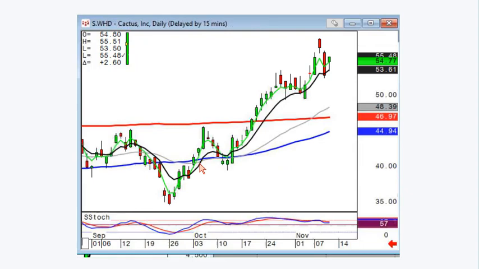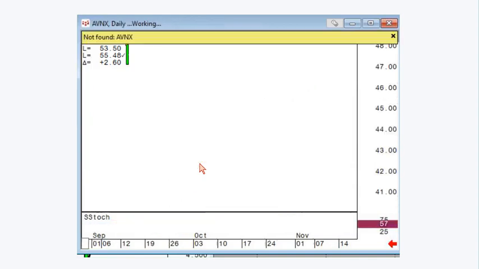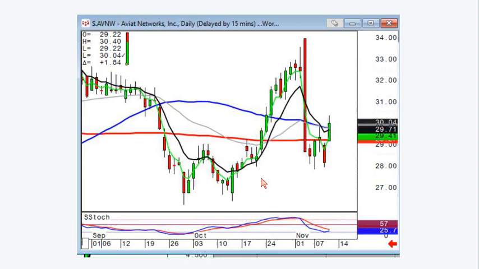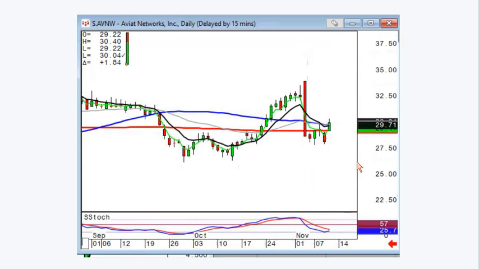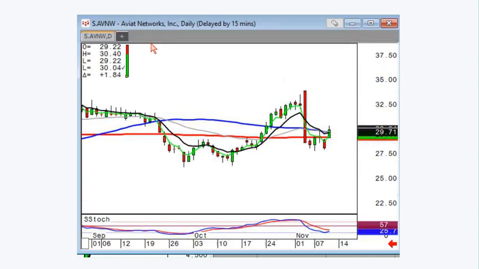Stay long on this if you're long. Put your safety stop at the T line. Uh-oh. A, B, N, W. That's kind of an ugly chart too. If you were short, you would have covered the short. It really doesn't have any trend to it, so I probably wouldn't be going long on this one.